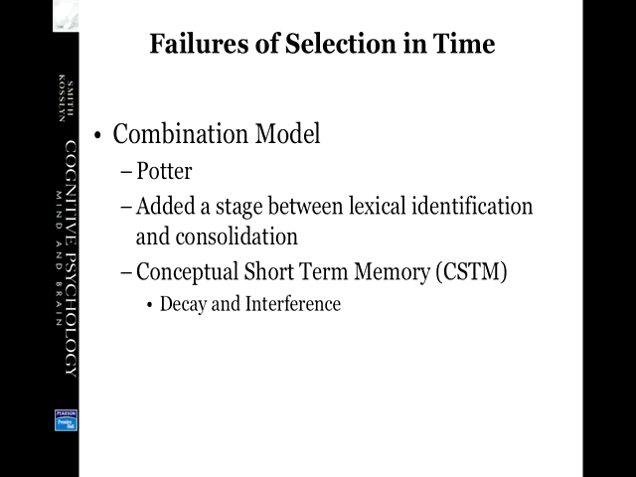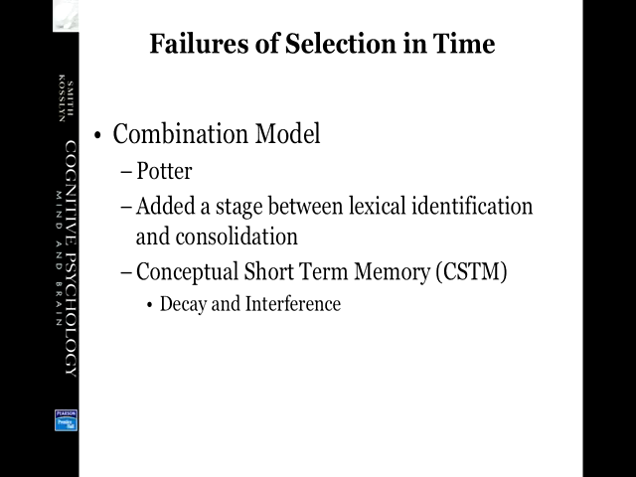And so what we've really ended up with is this combo model by Potter. The idea is that I have lexical identification, that's step 1. I have consolidation, that's step 3. And I'm adding this weird thing in the middle called conceptual short-term memory, where both decay, how long can I remember it, and interference, the fighting stuff, occurs in this model. So this combination model is the original two-stage model plus Shapiro's interference model.